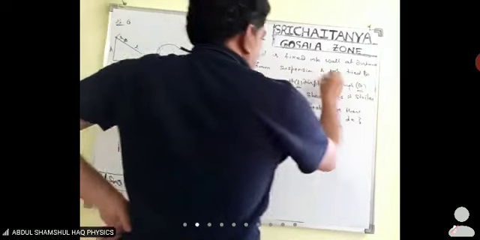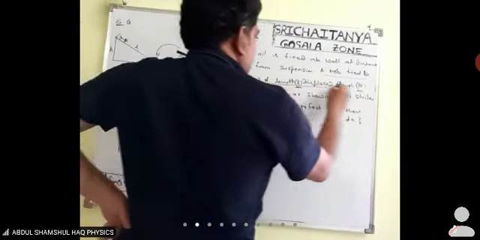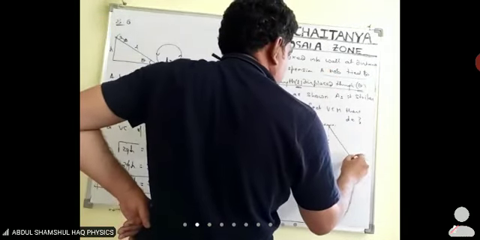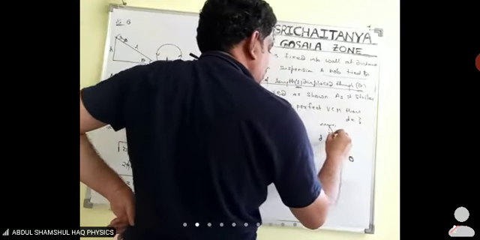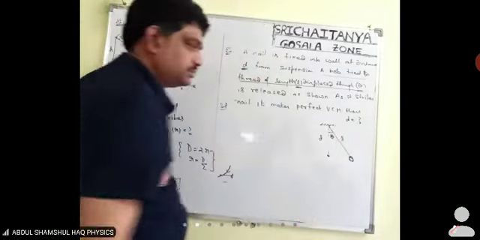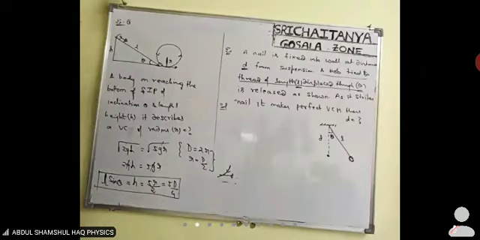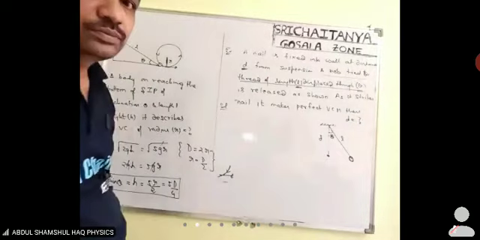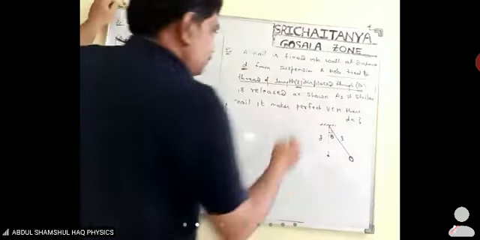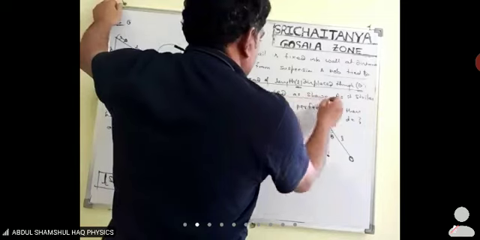Now, a bob tied to a thread of length L is displaced through an angle theta. Students, this is of length L and this is displaced through an angle theta. Is that understood? Students, try to understand. So from this it is coming down, as it is released as shown.